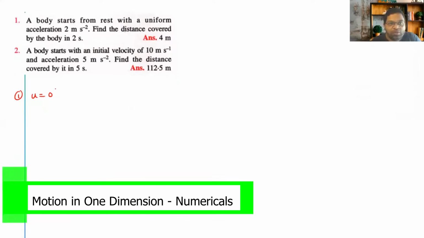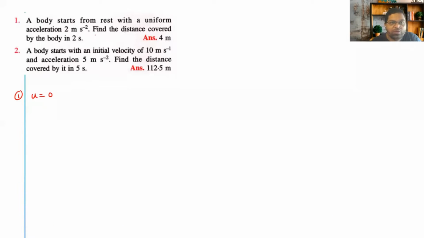A body starts from rest, so u is equal to 0, with a uniform acceleration of 2 meter per second squared. Find the distance covered in time equal to 2 seconds. So again, there are three equations of motion. S we want, so S is equal to ut plus half at squared. So that is 0 into 2 plus half into 2 into 2 squared.